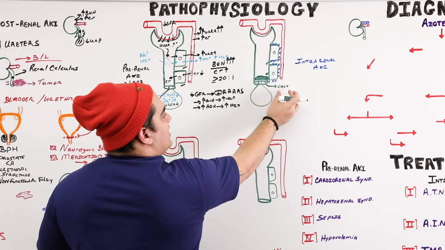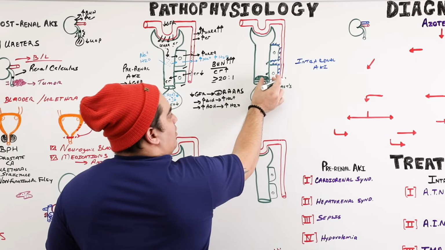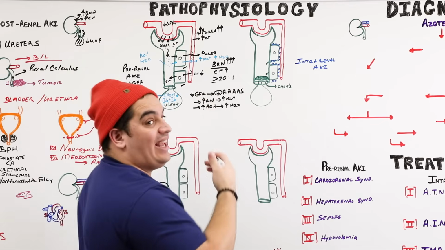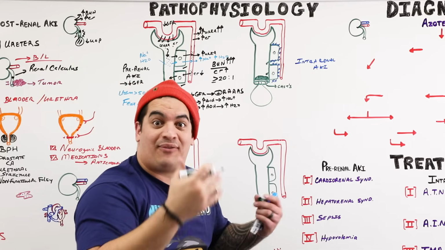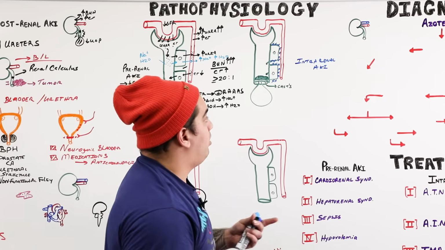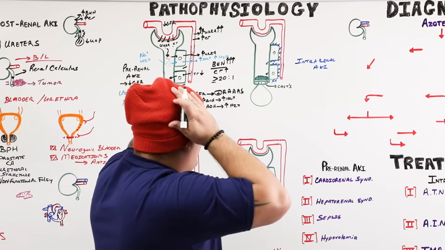But either way, these casts are actually a result of all of these tubular cells dying off because of whatever the offending agent was, whether it was some type of nephrotoxin, an endogenous process, or low blood volume over a long period of time. But either way, there's injury.